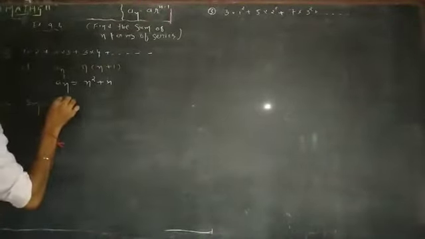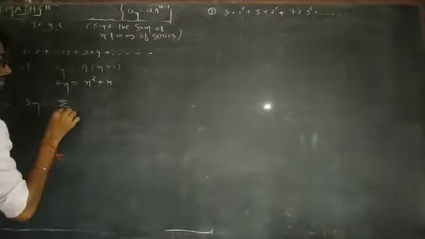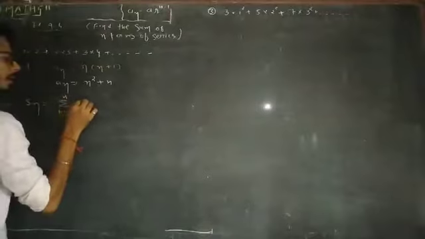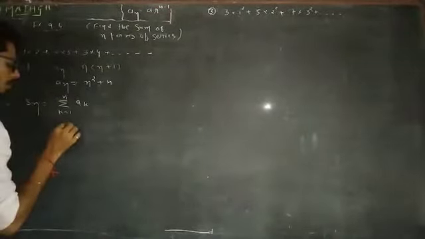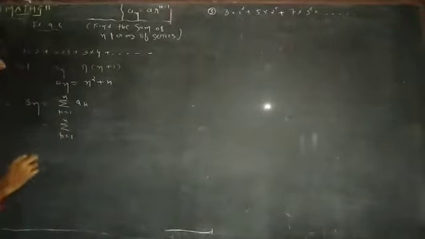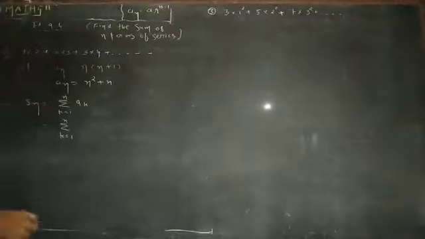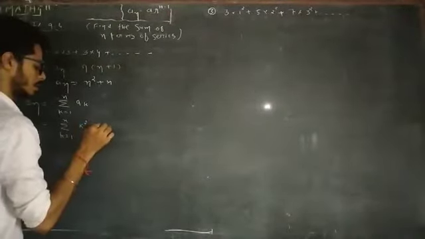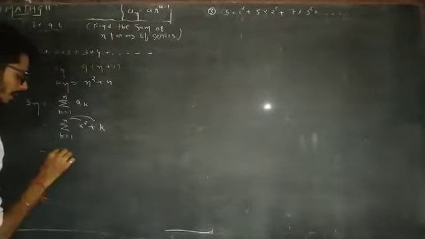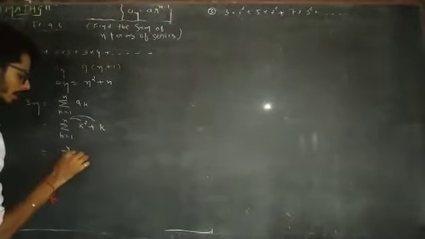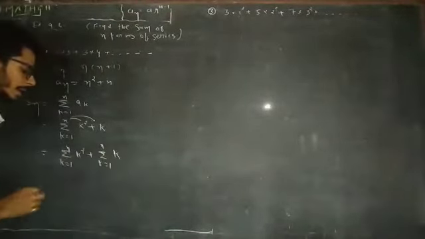Sn means summation k is equal to 1 to n of ak. n is replaced by k because n is fixed here, so k is equal to 1 to n. ak means k square plus k. Splitting this into both, we get summation k is equal to 1 to n of k square, and summation k is equal to 1 to n of k.